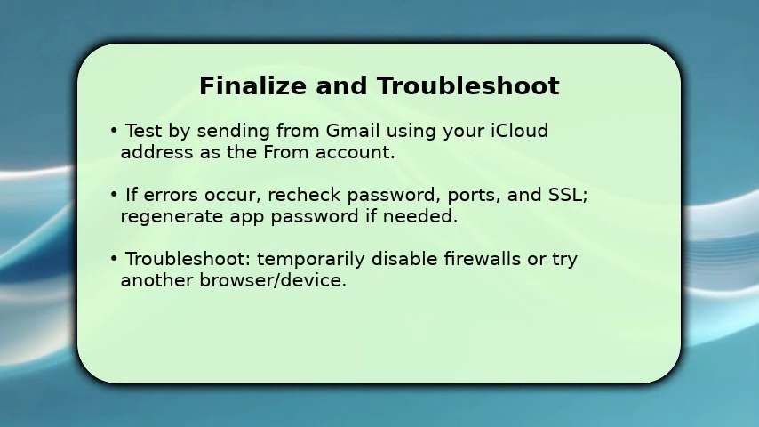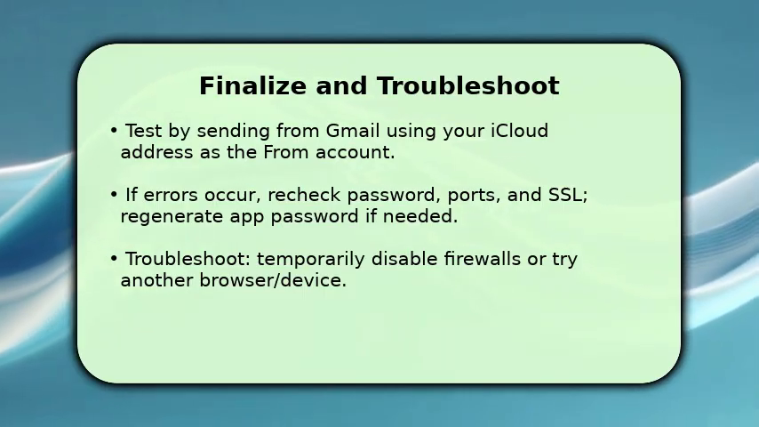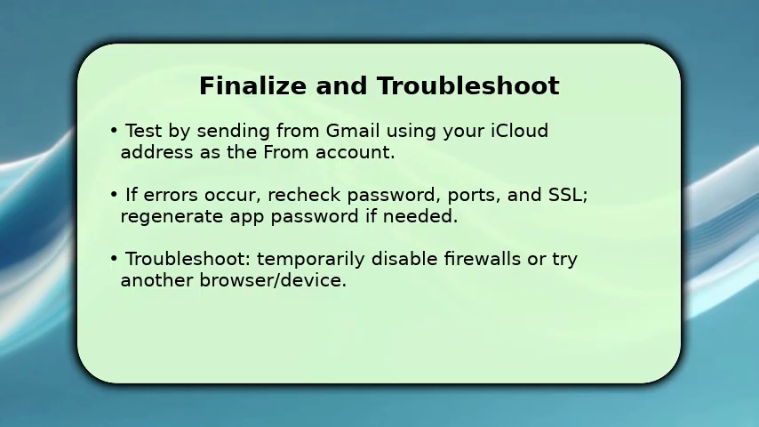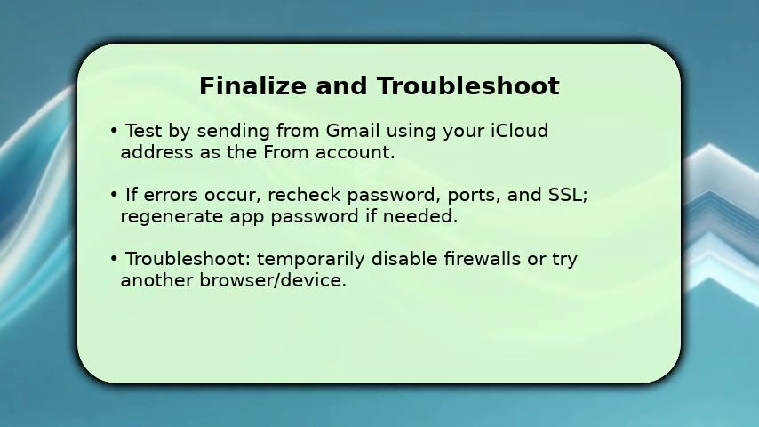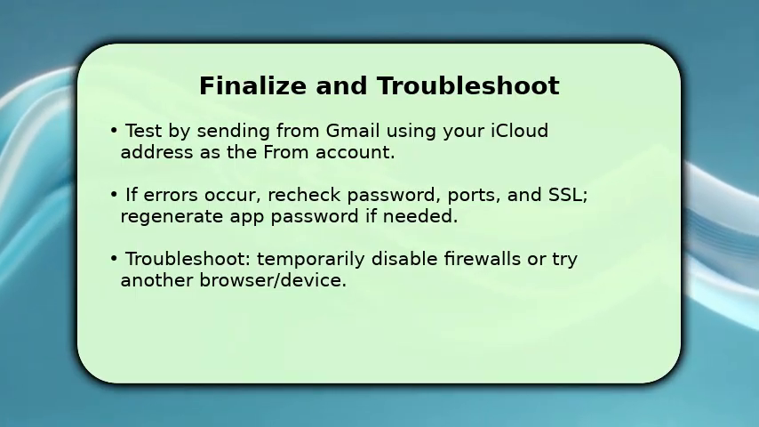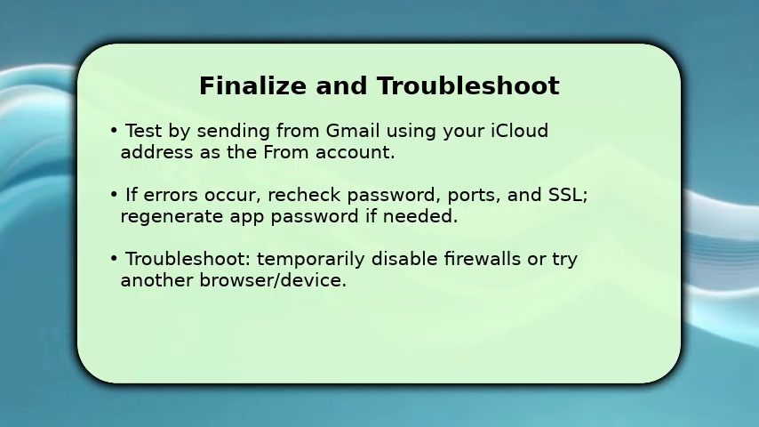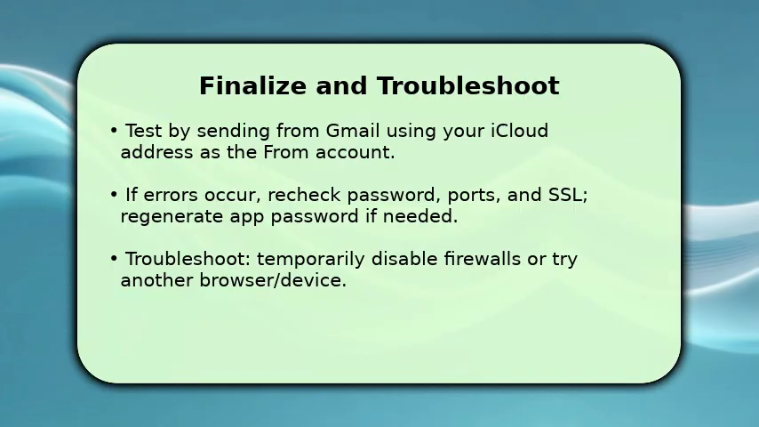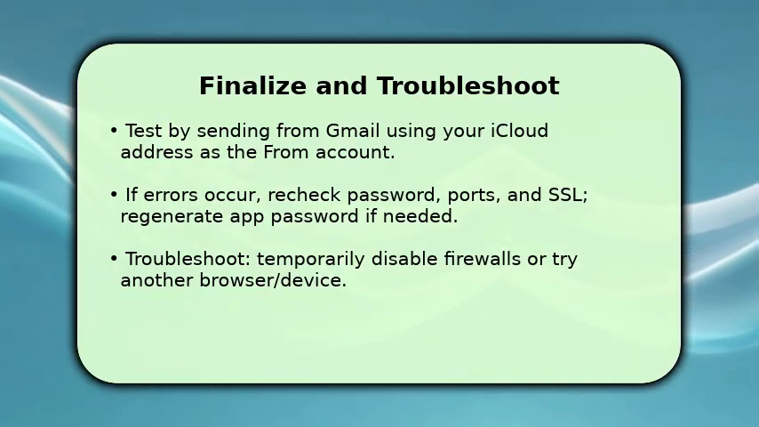You're nearly done. Test by composing a message in Gmail and selecting your iCloud address as the From account so you confirm sending works. If Gmail shows connection errors, first recheck the app-specific password, port 995, and SSL. Sometimes regenerating the app password resolves authentication issues. Also verify network or firewall settings. Temporarily disabling them or switching browsers can reveal local blocks.